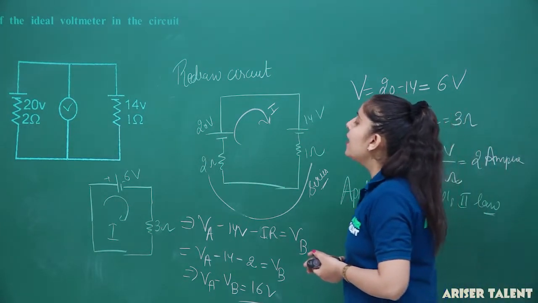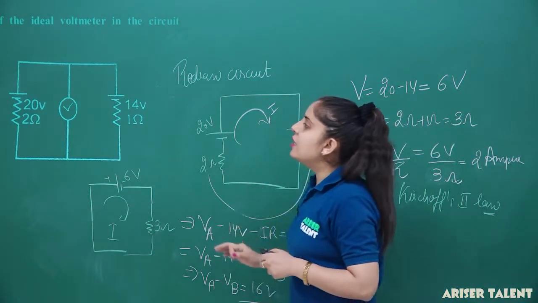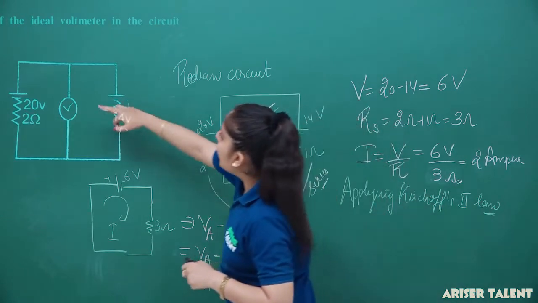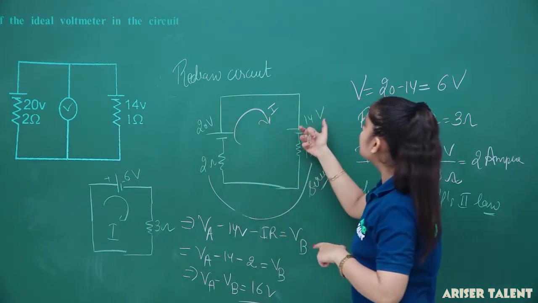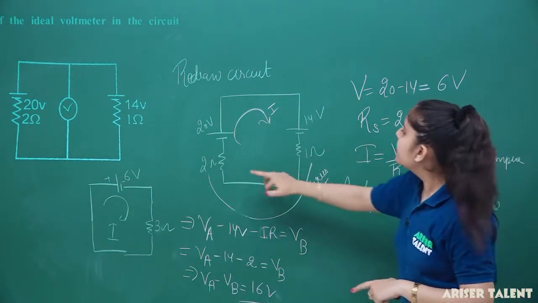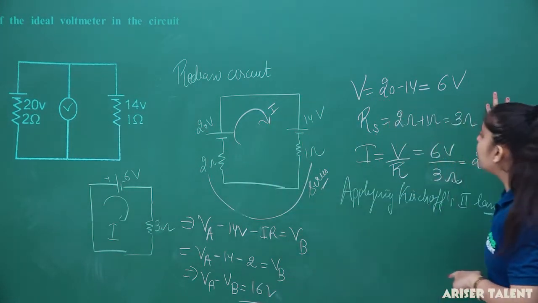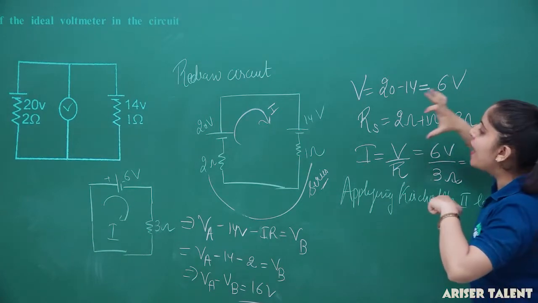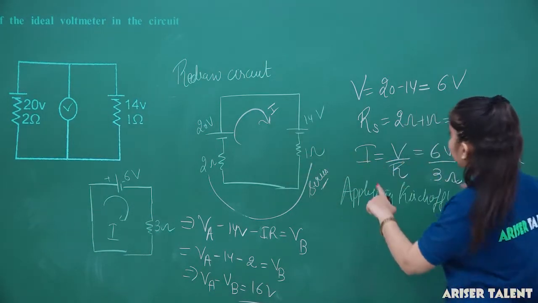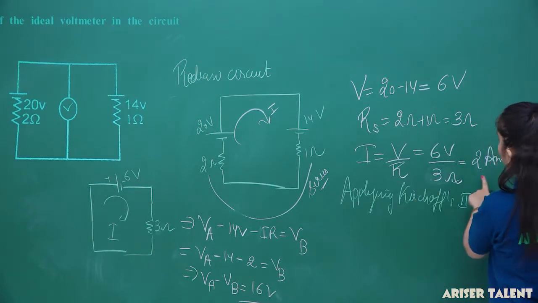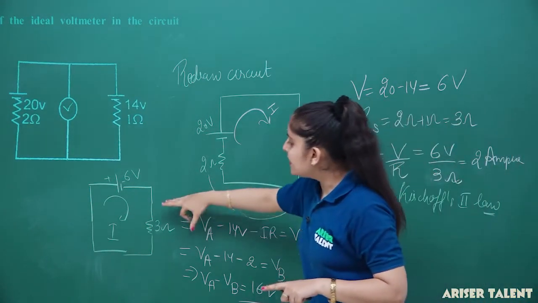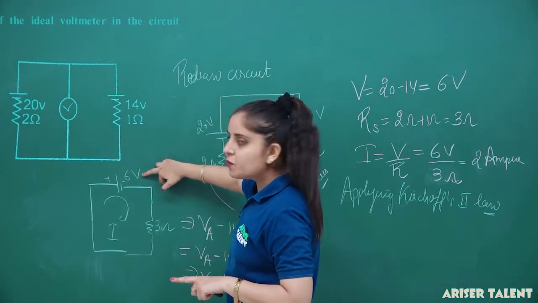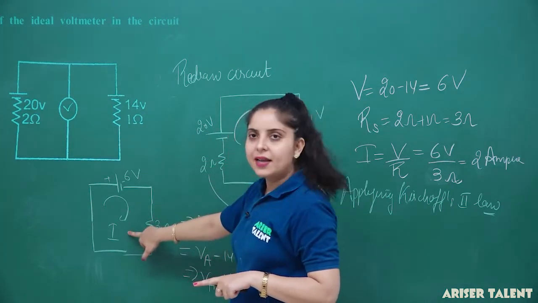So what I have done, I have assumed ideal conditions. It means this part has been removed. These two connections, 20 minus 14 will give you the 6 volt. This 2 and 1 ohm will give you the 3 ohm resistance. From this resistance, I can calculate the current in the circuit, that is equal to V upon R, and it came out to be 2 ampere. Now, I have redrawn this simplified circuit, that is 6 volt, 3 ohm and current I.